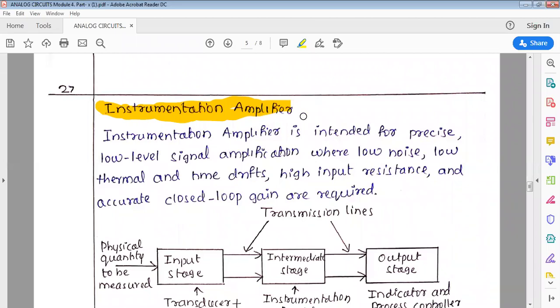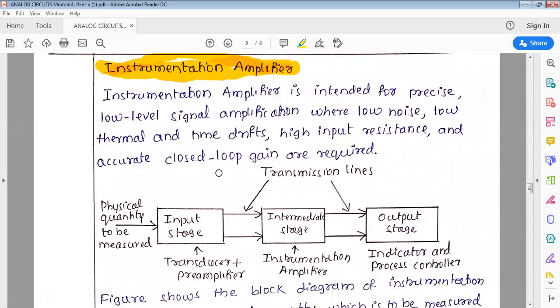Now let us continue with the next topic. The next topic is this instrumentation amplifier. So this is the block diagram of the instrumentation system. First, let us see what this instrumentation amplifier is and why it is used.